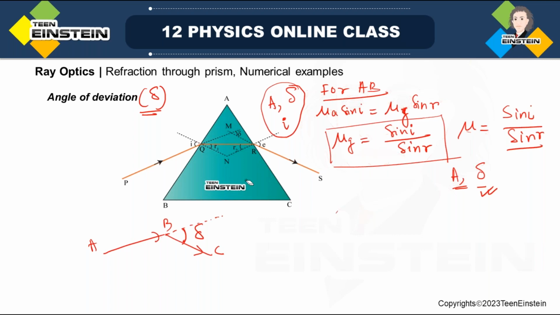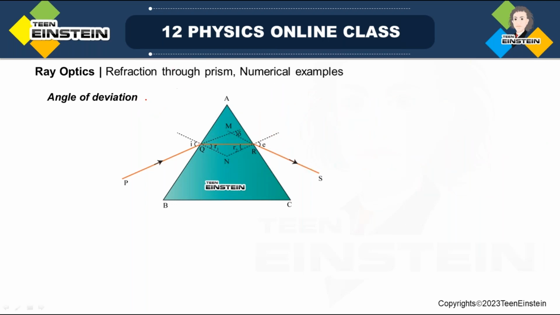Now we have to find out the expression for delta. The delta can be found out in terms of I, R, or A. Let us try to find out the relation. To find it, let me just erase these things. We will be using our geometrical knowledge, knowledge from geometry.